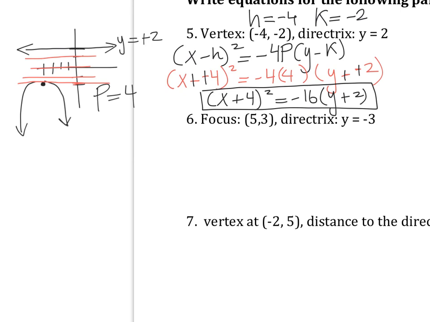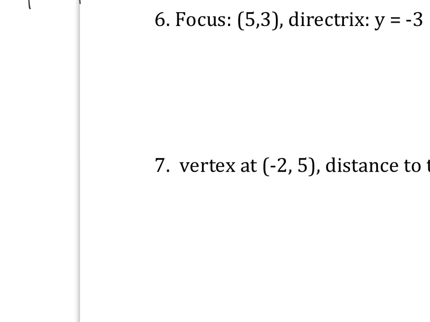Okay, let's move on to number 6. In number 6, they gave me the focus and the directrix, but they did not give me the vertex. But remember that the vertex is halfway between the focus and the directrix. So once I sketch those, I can figure out what the vertex is, okay? So the focus is 5, 3. So 1, 2, 3, 4, 5. 1, 2, 3. So that's your focus.